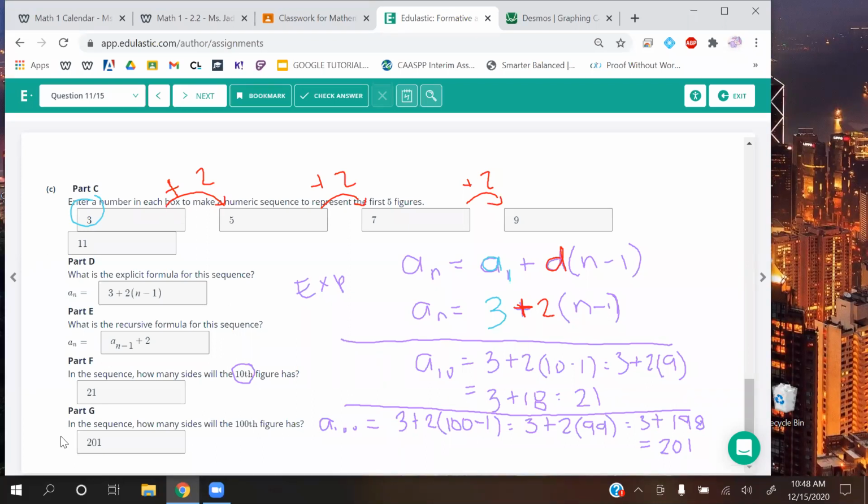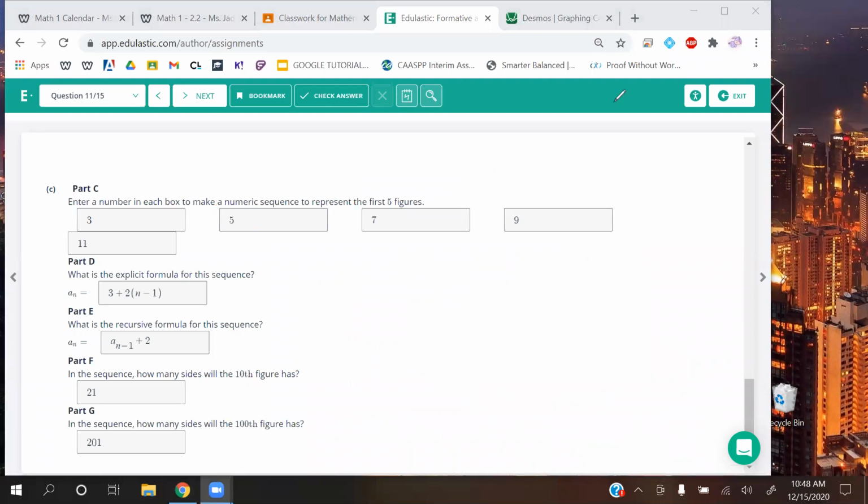Edulastic is not my favorite website, I'm just gonna say that, but let's go to the next problem. All right, let me clear all the drawings and then I can go to the next problem, because I just want to try to finish.